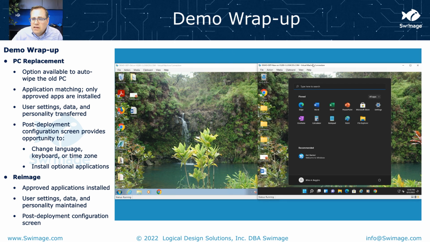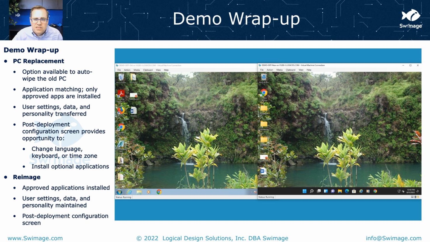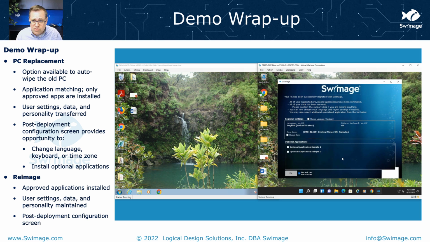Okay, we are logged in, and you got your nice little Windows 11 start menu. Okay, I'll close that. And you notice side by side, it's got all your settings, all your data has been migrated over. Application matching has happened, so if you want an application installed from the old, it's now installed on the new. If you didn't want an application installed, it's not going to reinstall that application. That's an important part because that's how Swimage knows to purge certain information if it needs to.